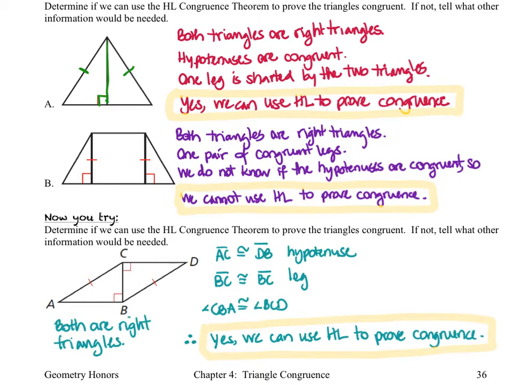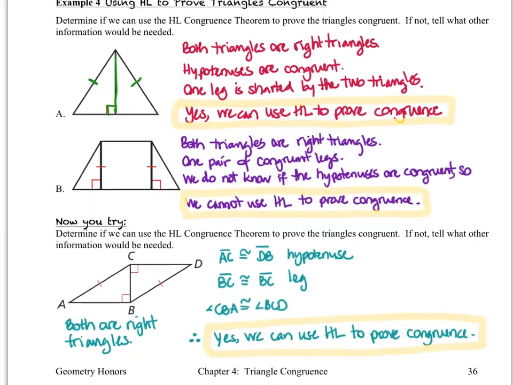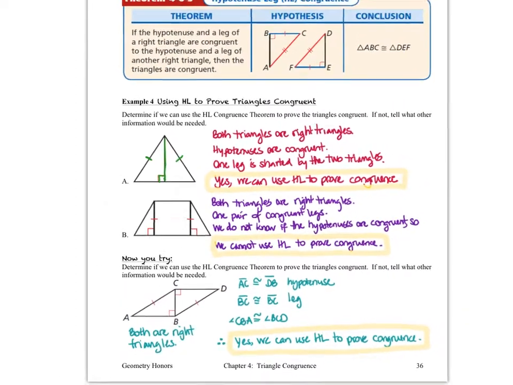In short, with this example, we had two right triangles. We have two tick marks indicating congruent hypotenuses, and we have a shared leg, so we know that those are congruent. So all in all, yes, we can use the hypotenuse-leg theorem of congruence to prove these triangles are congruent to one another. And that does it for this lesson.